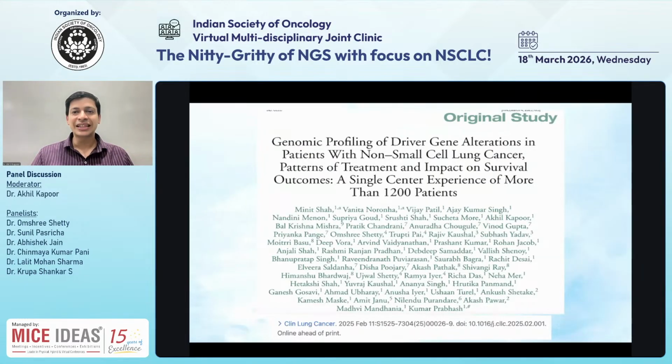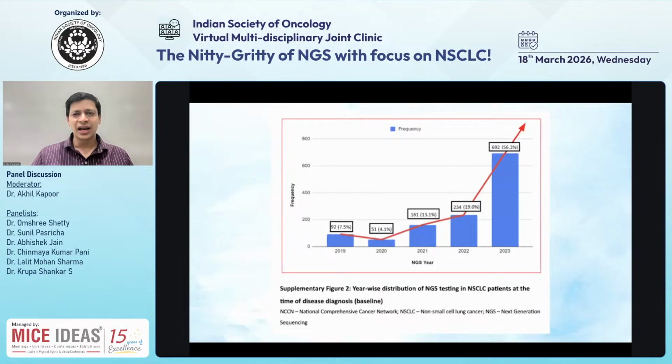This is one of the studies in advanced lung cancer, a single center experience of 1200 plus patients, which has been recently published last year in Clinical Lung Cancer. What we see is that NGS testing has significantly increased in the Tata Memorial Center group of hospitals. It was just 7.5% in 2019, and it has increased to more than 50% of patients. And I am sure that by 2026, which is 3 years from 2023, it has crossed 70 to 80% at least of all lung cancer patients.